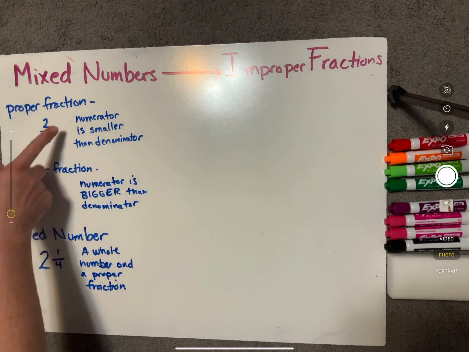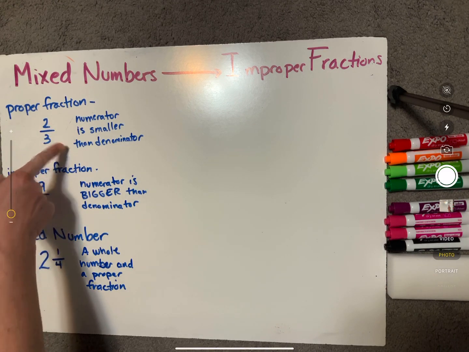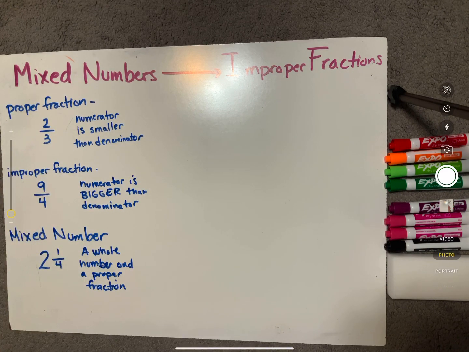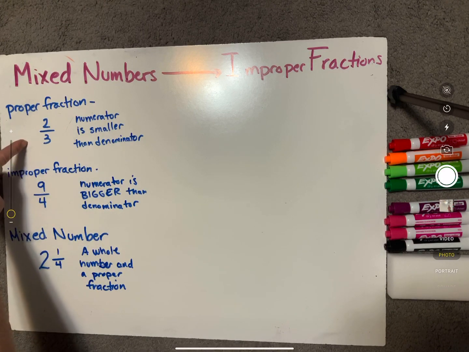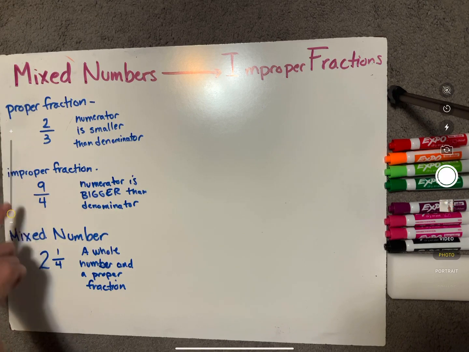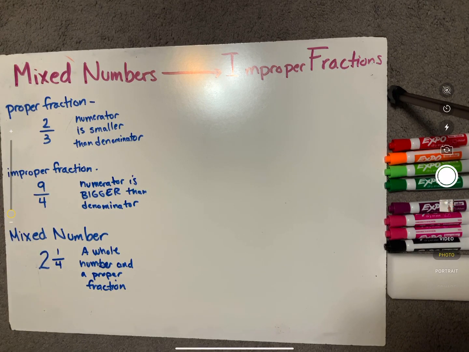So it's when your numerator is smaller than your denominator. Proper meaning that it's basically following the rules. So a normal fraction or a proper fraction is going to be where the numerator is smaller than your denominator. An improper fraction is the one that's kind of breaking the rules. So my numerator is going to be bigger than my denominator. In this case, I have 9/4. Our 9 is bigger than our denominator of 4.